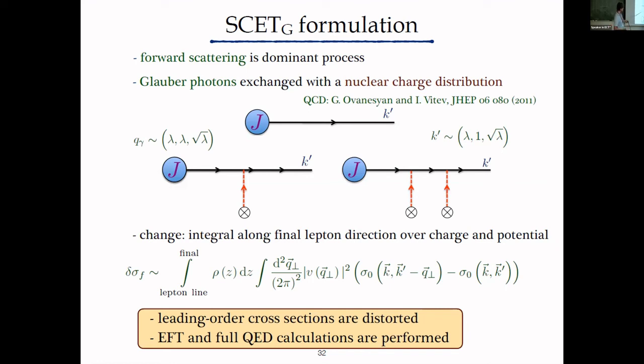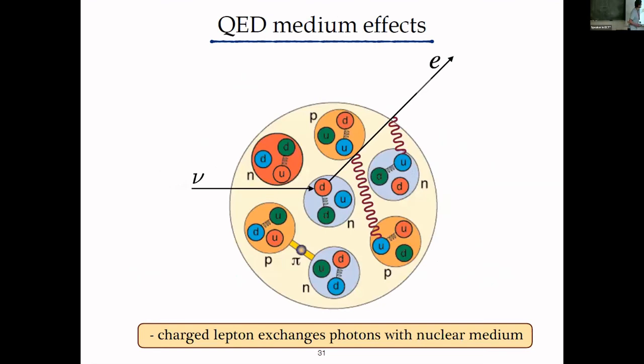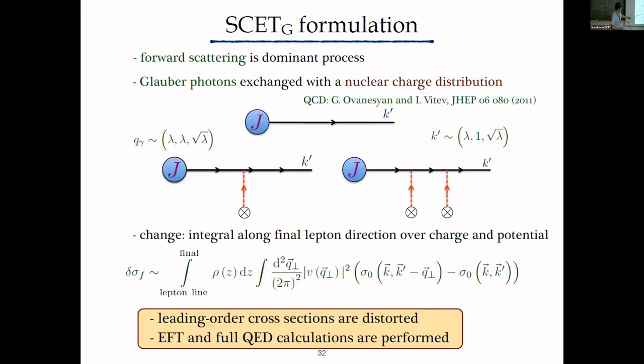So the result and leading effect is given by an integral along the line of the final state lepton, basically along this line, of the charge distribution inside the nucleus. And here we have an integral in momentum space of the difference between two cross sections. For one cross section, the final state momentum is shifted by exchange of this Glauber photon, and the other cross section is just the cross section of the hard process. Besides this, there is the potential of this exchanged photon here. And in case of Coulomb potential, we have infrared divergence, which means something is going wrong. There should be some regularization.